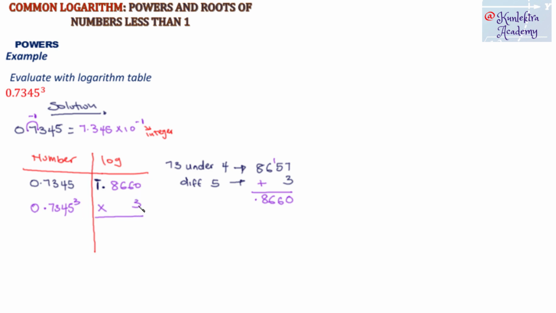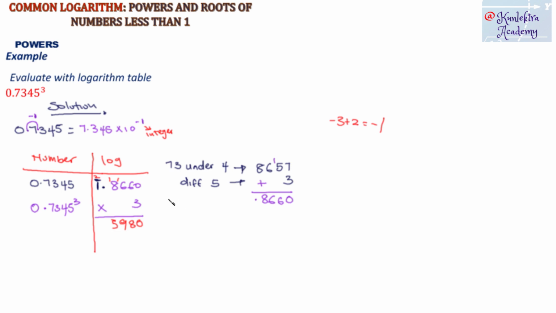Now this is 3 times 0 is 0. 3 times 6, 18. Carry 1. 3 times 6 is 18 plus 1, 19. Carry 1. 3 times 8 is 24 plus 1, 25. Write 5. Carry 2. Now, 3 times -1 is -3. We have plus 2, plus 2. That will be -1.